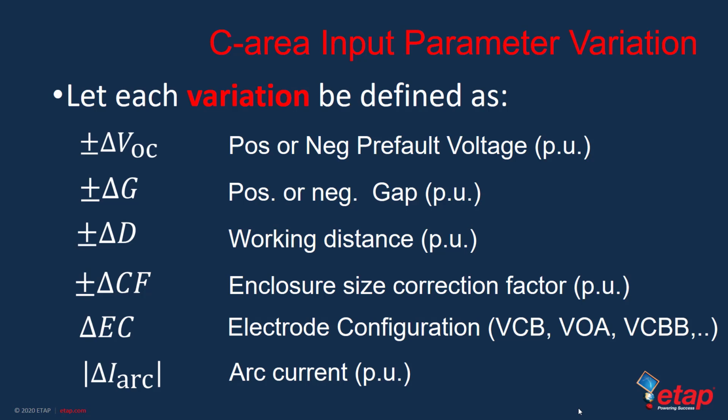So delta CF is in reality a compounded variation of three individual variations that are taking place. On top of that, as we saw at the beginning of the concept of C area plots, the variation introduced by the electric configurations is significant. We could have many electric configurations within a single enclosure. Last, naturally, because of the electric configurations, we also have a potential arc current variation to deal with.